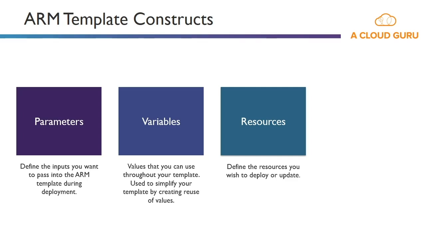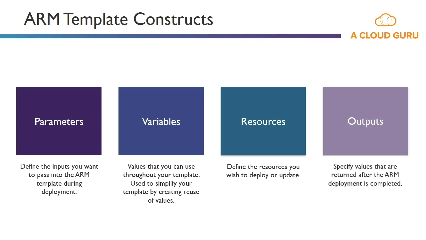Then we have our resources. This is the main part really of defining the resources we wish to construct in Azure, so we'll use resource definitions for that section. And finally, we have outputs, which are also optional, and these are values that are returned after the ARM template deployment is completed. For example, perhaps we want to output a public IP address or something like that, then we would output those from the ARM template.